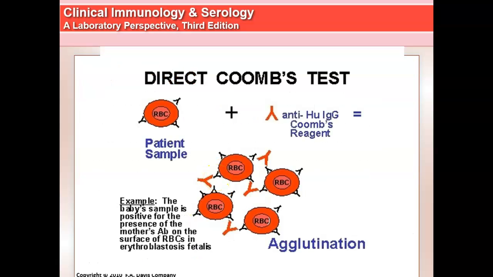So this is what happens in the direct Coombs test. In the direct Coombs test, you are looking for antibody coating the red blood cells in vivo.